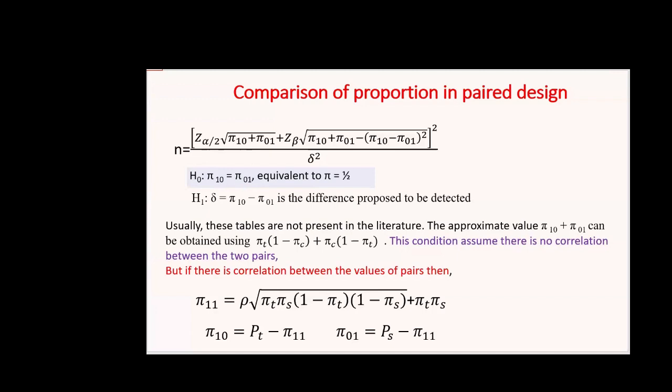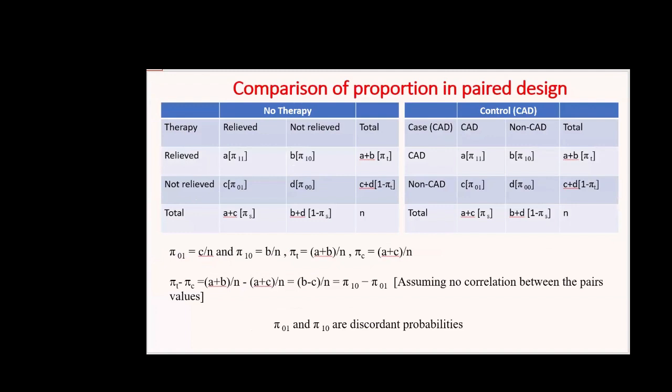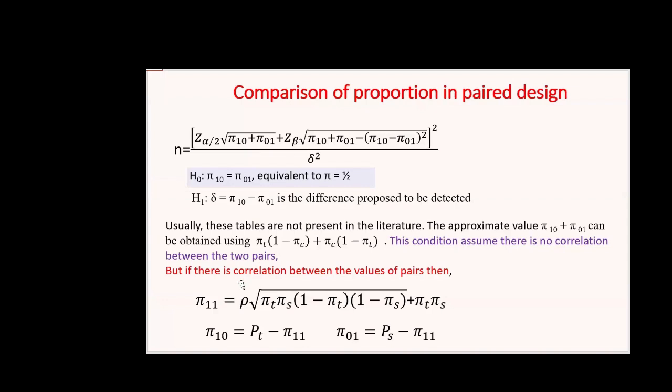And our alternative hypothesis is that the discordant pairs are different. To find out the therapy effect, if we want to prove that the therapy is better than the control group, then our B pairs will be higher and C pairs will be less. In that scenario, we say that our therapy is better than control.